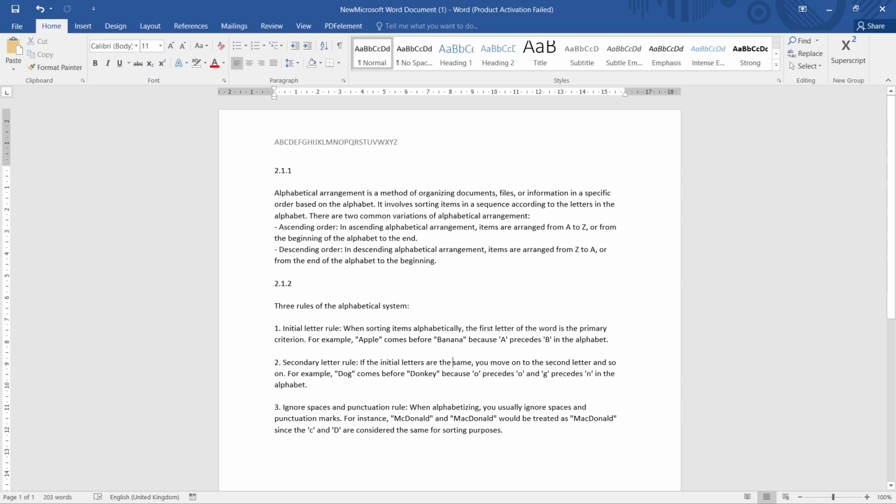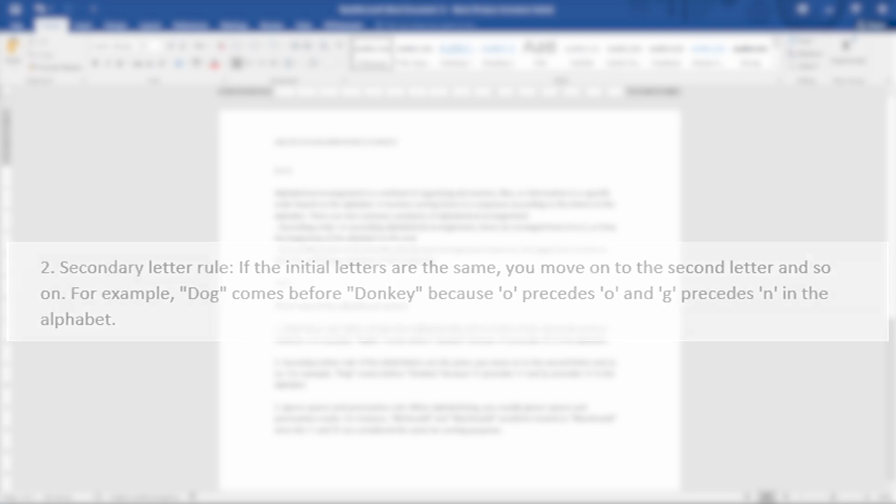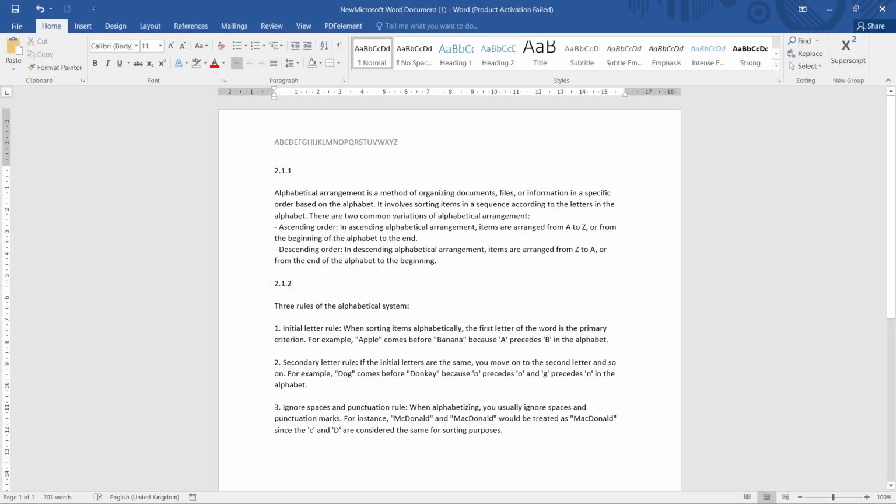And then the second rule is the secondary letter rule. Now, if the initial letters are the same, you move on to the second letter and so on. For example, dog comes before donkey because O precedes O and G precedes N in the alphabet, right? So let me try to clarify that.